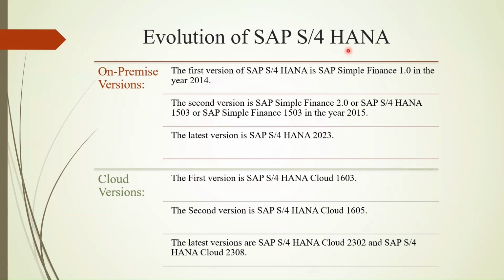Evolution of SAP S4 HANA. When it comes to on-premise versions, the first version of SAP S4 HANA is SAP Simple Finance 1.0, which was launched in the year 2014. And the second version is SAP Simple Finance 2.0 or SAP S4 HANA 1503 or SAP Simple Finance 1503, which was launched in the year 2015.